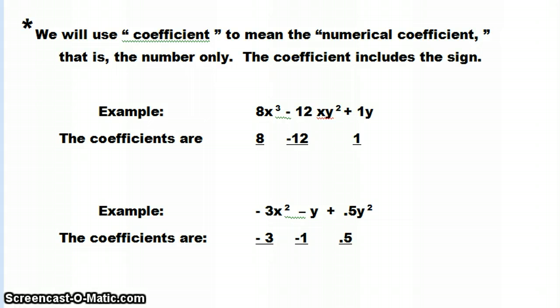The coefficient, it's very important to realize, always includes the sign. That means whether it's a positive or a negative. So in this example, the coefficients of that polynomial are 8 for the first one, negative 12 for the second one, and a positive 1 for the third one. The next example that you see here, the coefficients are negative 3 for the first term, a negative 1 for the second term, and a positive 0.5 for the third term.